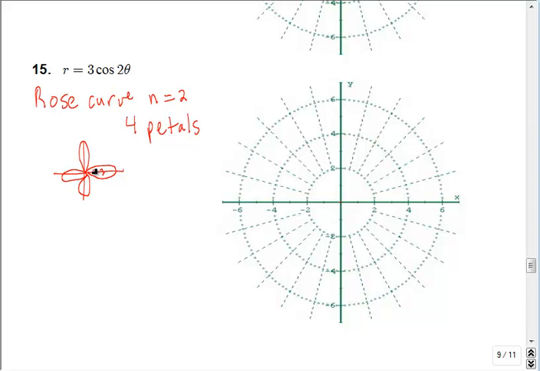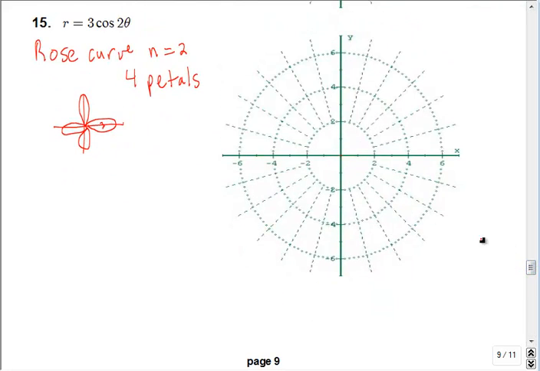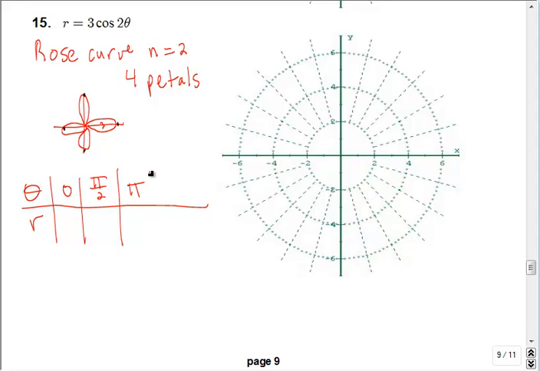So that's kind of the shape that we're predicting. Now to get that graph, let's go ahead and make a table of some values. I'm going to do some thetas and find the corresponding r's. Since these are all hitting on the major axes again, I'm going to plug in the 4 major quadrant angles for my thetas: 0, pi over 2, pi, and 3 pi over 2 again.